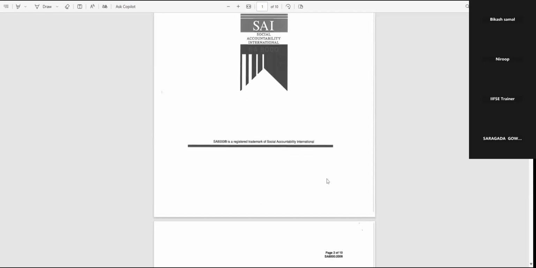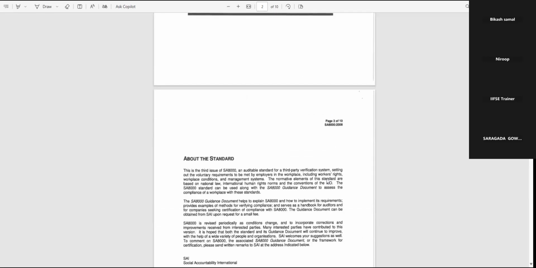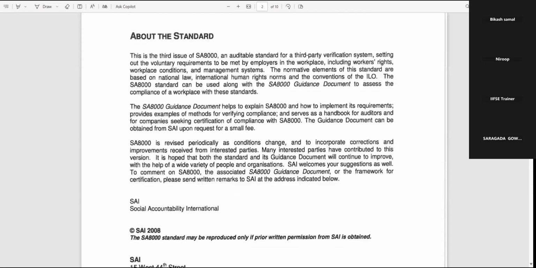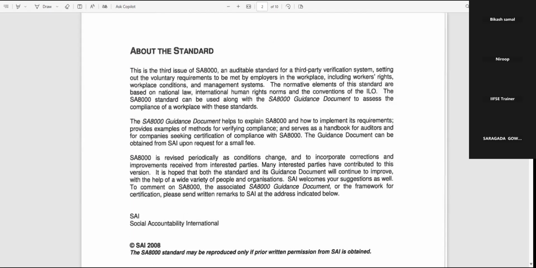Okay. So basically, SA 8000, we see about the standard. It is about how, like ISO standards, this is also an auditable standard for third party verification. So basically, it sets out voluntary requirements to be met by the employer in the workplace, including workplace rights, workplace conditions, and management systems. If you talk about ISO 14000 and 45001, they dedicatedly talk about environment and occupational health and safety. So this SA 8000 basically talks about the workers' rights, workplace conditions, as well as the management systems which are in place.